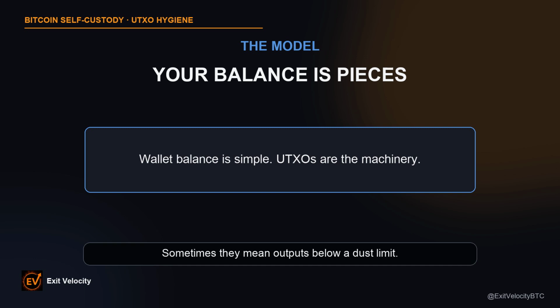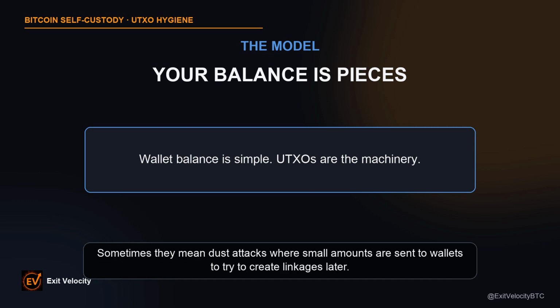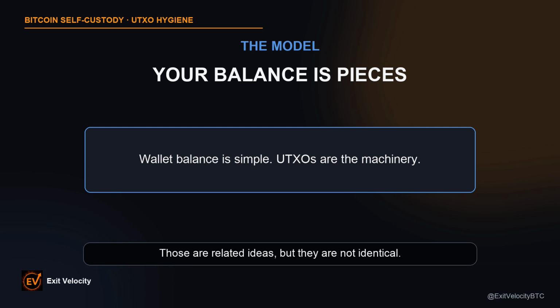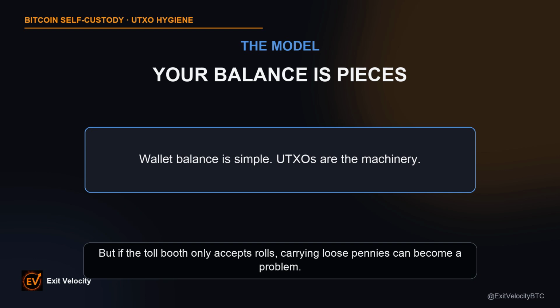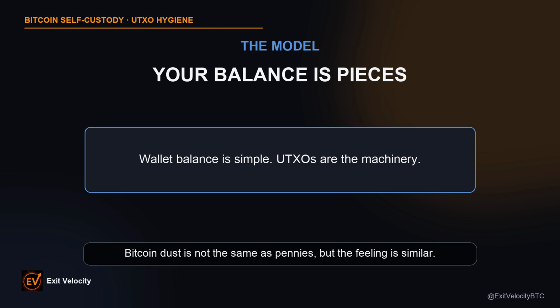Bitcoin Optech uses a precise term, uneconomical outputs. Those are outputs worth less than the fees it will cost to spend them. That wording matters because people use dust in different ways. Sometimes they mean outputs below a dust limit. Sometimes they mean tiny UTXOs generally. Sometimes they mean dust attacks, where small amounts are sent to wallets to try to create linkages later. Those are related ideas, but they are not identical. For beginners, the practical lesson is this. Small pieces are not free just because they are small. Every spendable piece has a future spending cost.